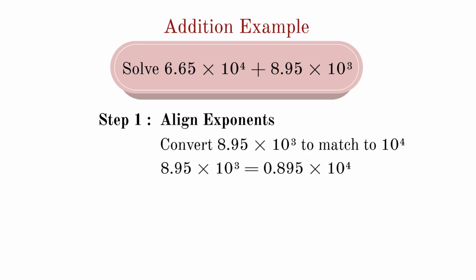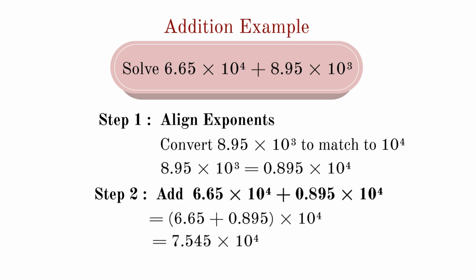So what will be the result? 8.95 into 10 to the power 3. If we convert it into 10 to the power 4, this will give 0.895 into 10 to the power 4. Now both numbers have the same exponent. Now simply add the coefficients. So coefficients are 6.65 and 0.895. So this will give 7.545. Therefore the answer becomes 7.545 into 10 to the power 4.